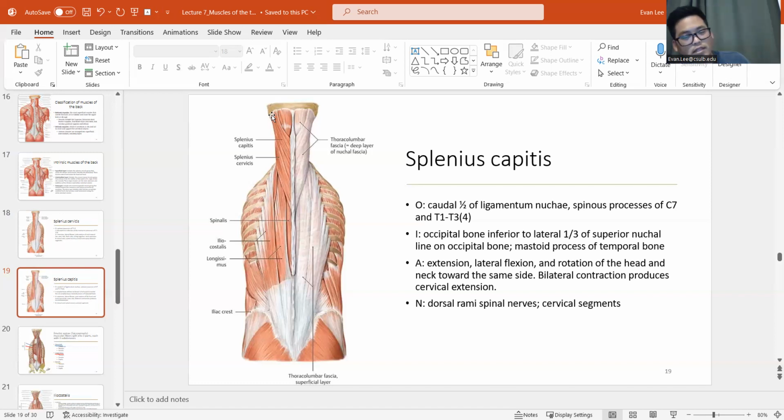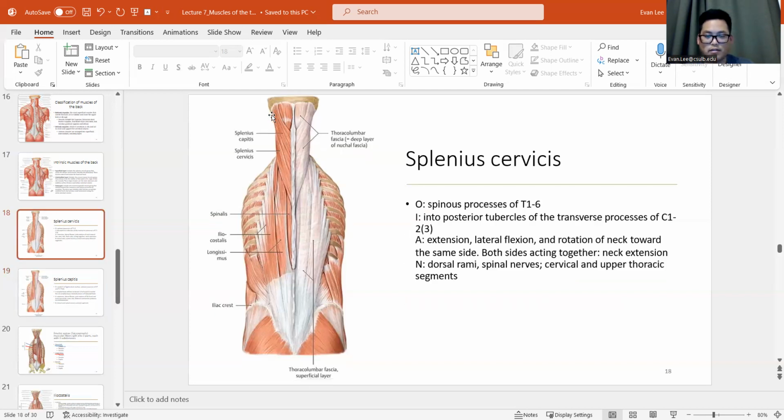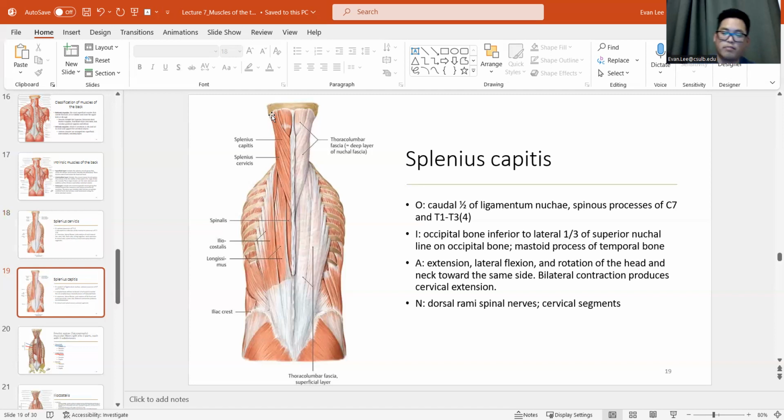This muscle is similar in that it's going to help with extension, lateral flexion, but then also rotation of the head, but specifically by connecting to the actual head itself in this case. So the other one was turning the head by pulling on the vertebrae. This one can pull on the head itself, which is going to help with its rotation as well.